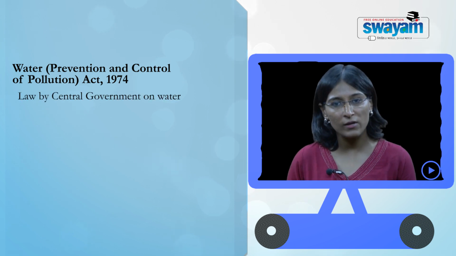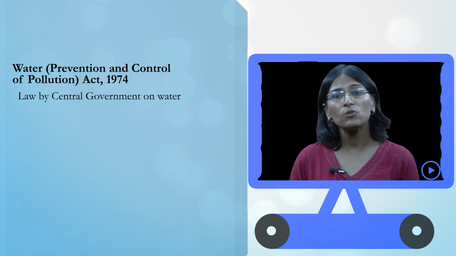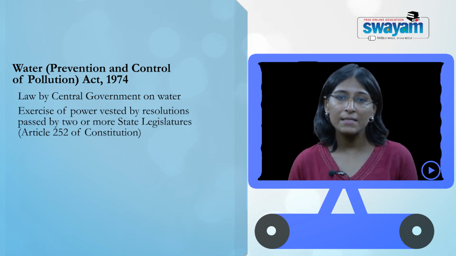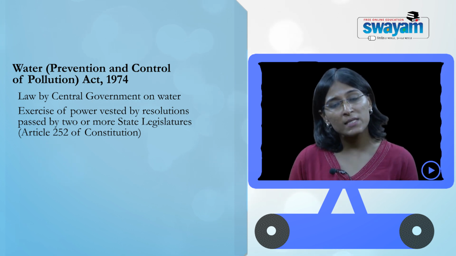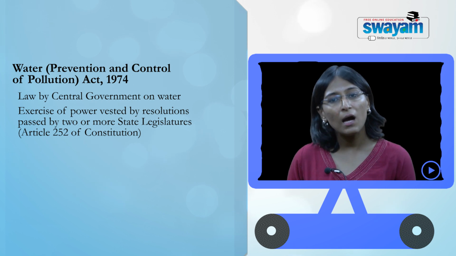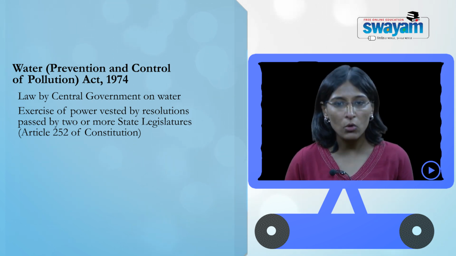Coming more specifically to an environmental law which directly relates to water pollution, we have the Water Prevention and Control of Pollution Act 1974. It is a law made by the central government, although under the Constitution, powers are given to the state government. In this case, the central government has exercised its power, which is vested in it by a resolution passed by state legislatures under Article 252 of the Constitution, to enact the Water Act.